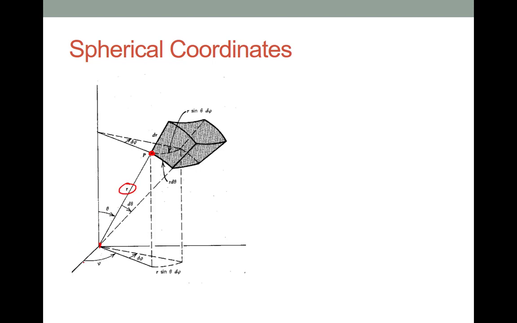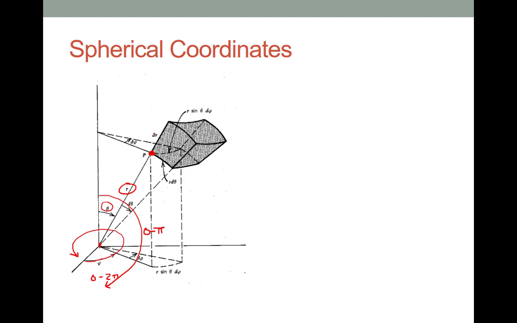We have a variable phi, which goes in the xy plane around. So the limits there are going to be 0 to 2 pi. And we have a variable theta, which goes from the vertical axis downward, and it will have limits of 0 to pi.